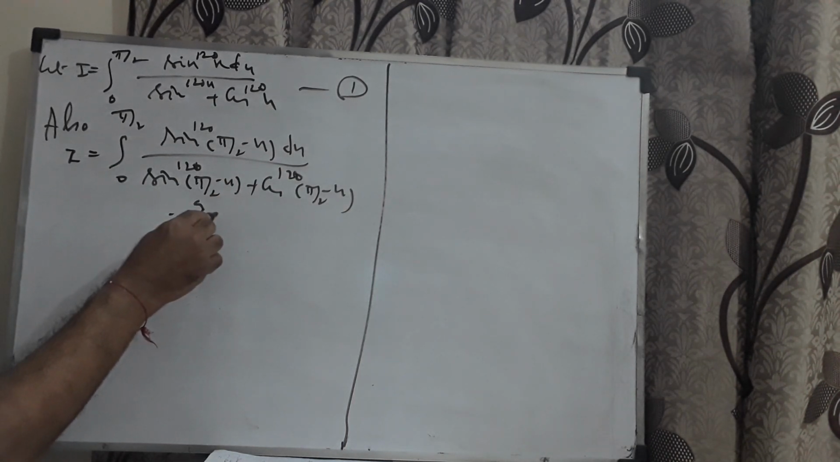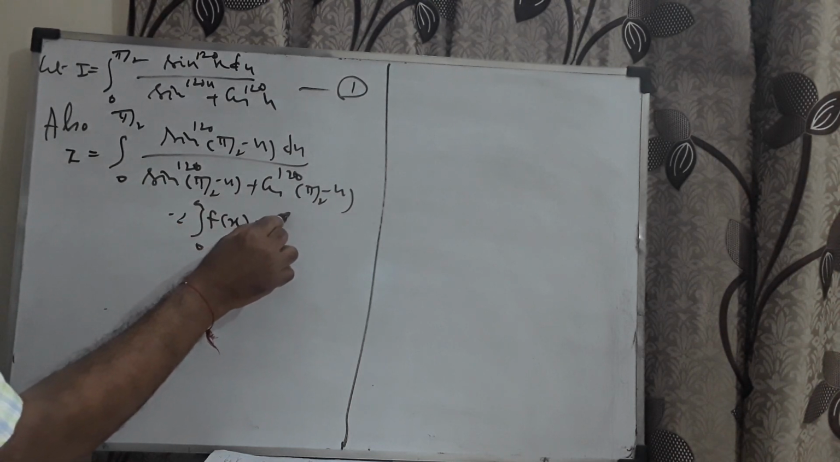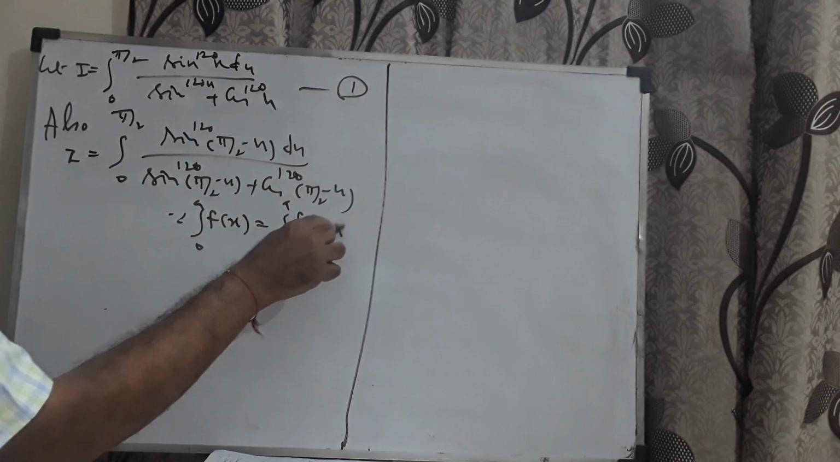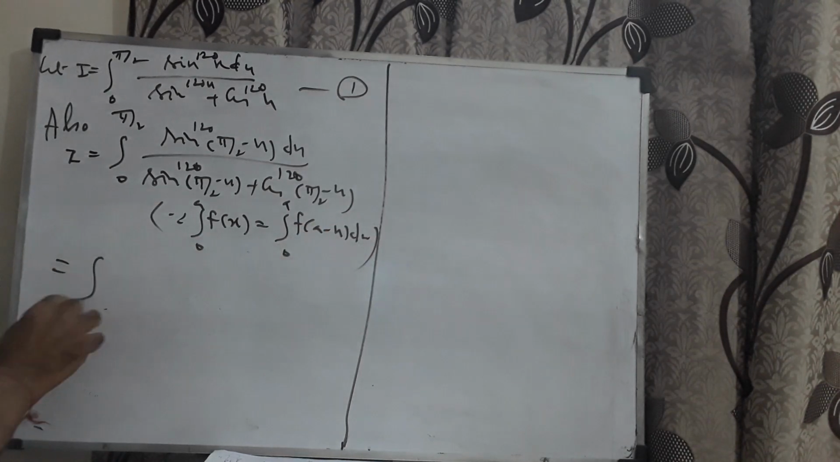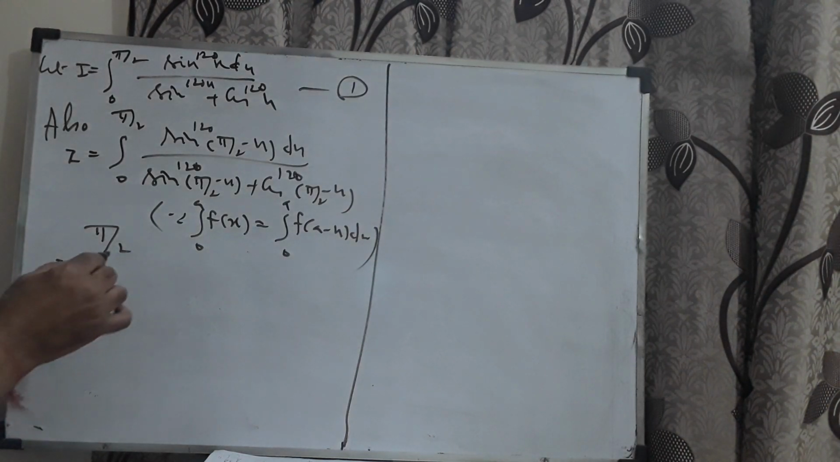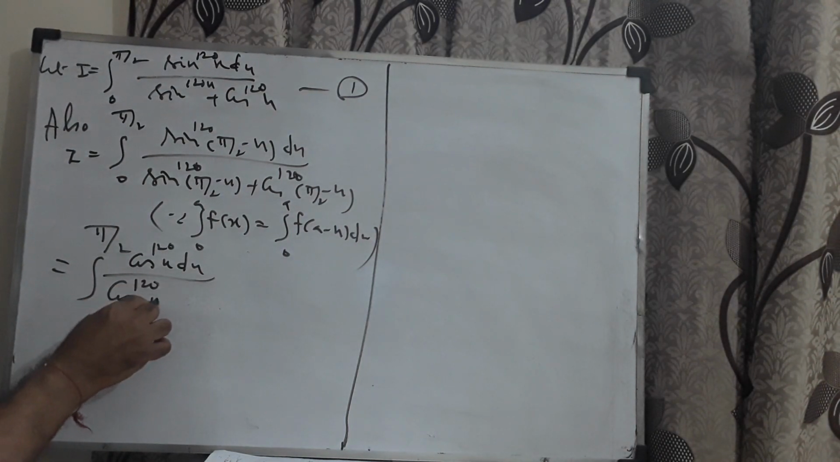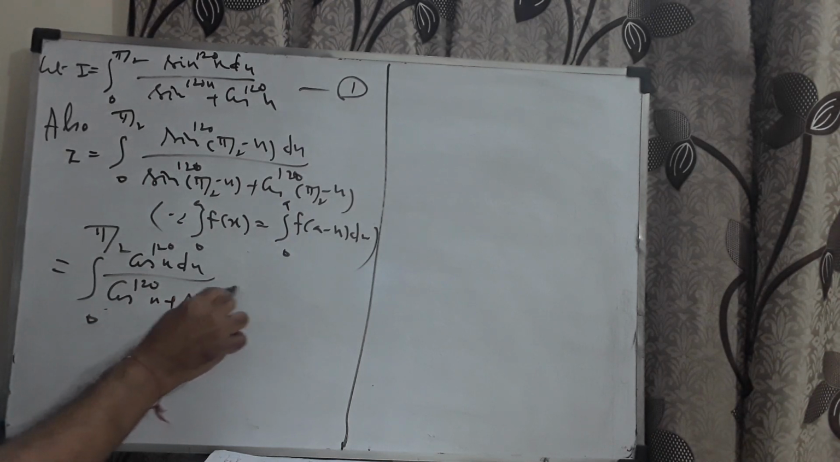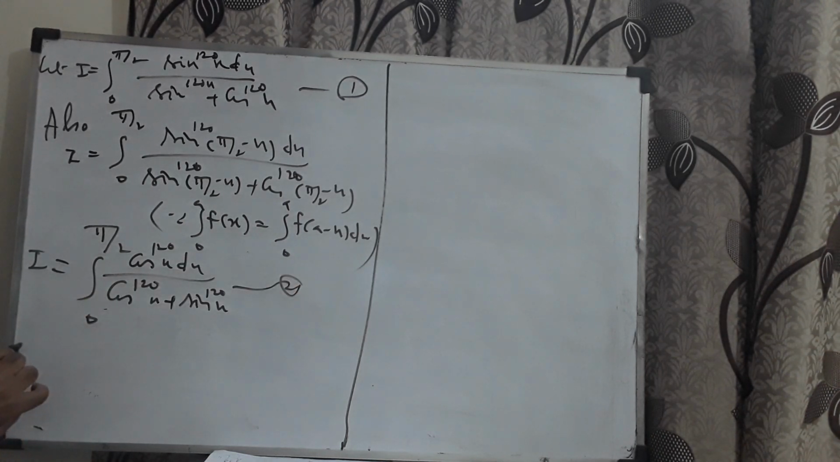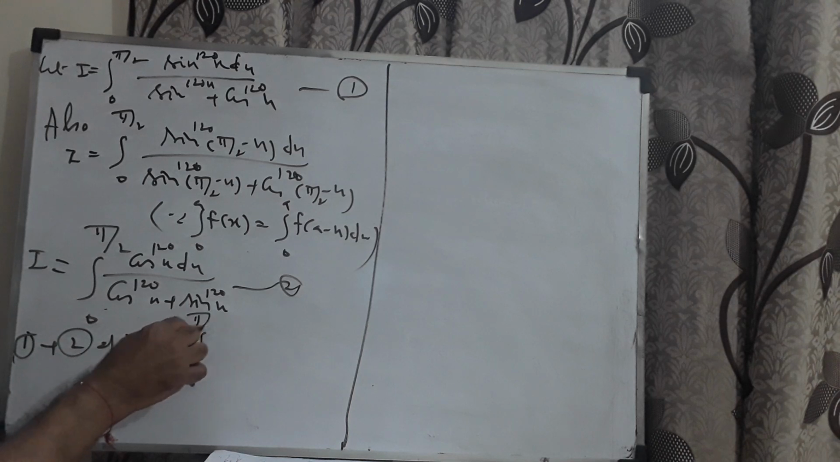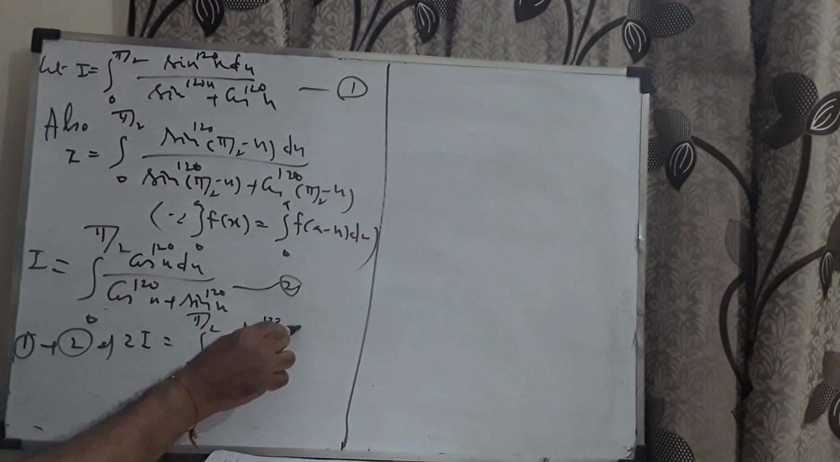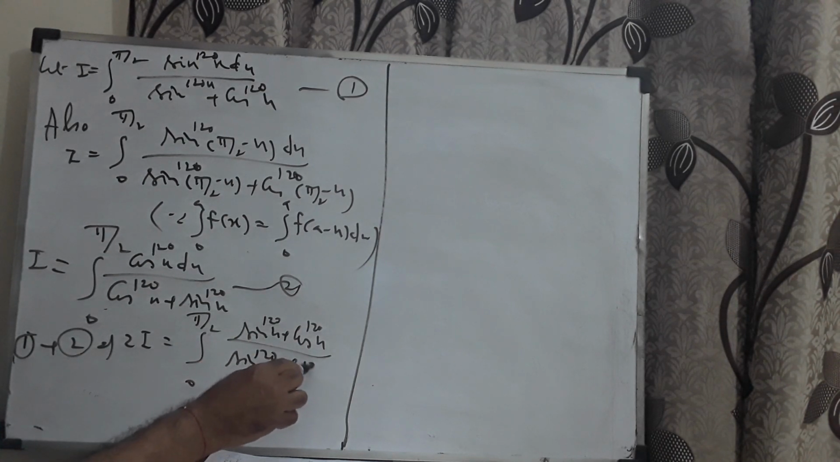The rule behind this particular step is integral 0 to a f of x dx is equal to integral 0 to a f of a minus x dx. This is the application. You might have seen even in 10th standard, sin of 90 degrees minus theta is cos theta. So every sin becomes cos: cos power 120x dx by cos power 120x plus sin power 120x. In the denominator, a plus b is the same as b plus a. Denominator the same. Add 1 and 2. I'll end up with 2I is equal to integral 0 to pi by 2 of sin power 120x plus cos power 120x by sin power 120x plus cos power 120x.